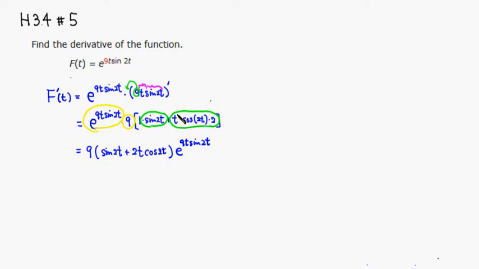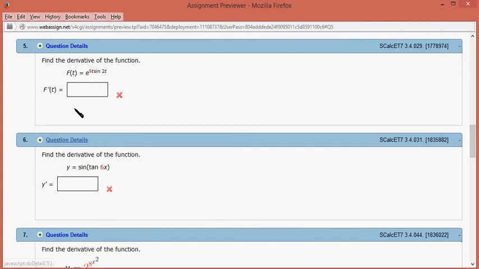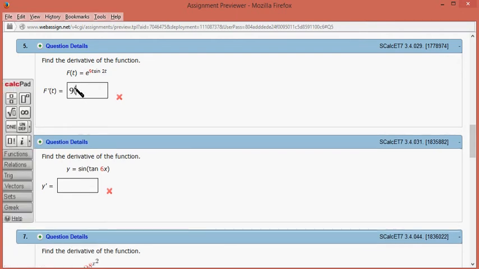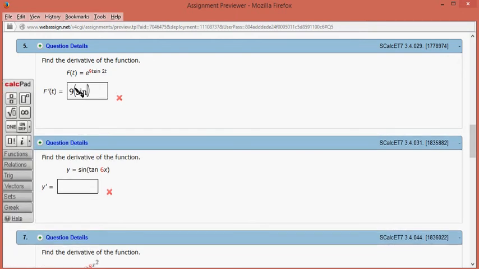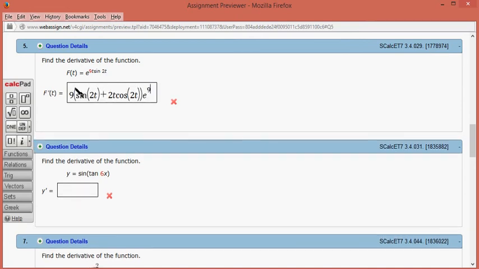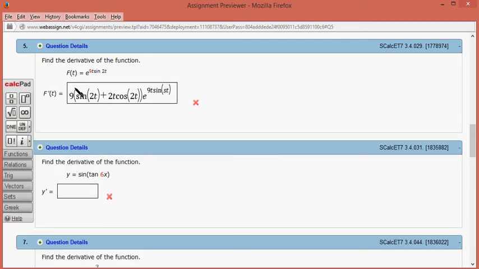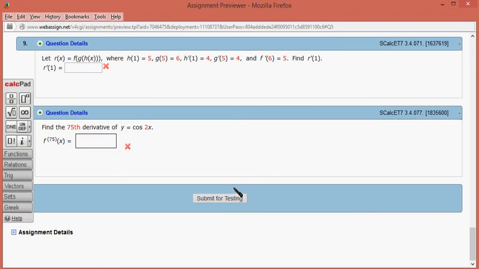Alright, so let's type it in. So we got the 9 times sine of 2t plus 2t cosine of 2t, then e to the 9t sine of 2t. Hopefully I got that correctly. So let's submit for testing.